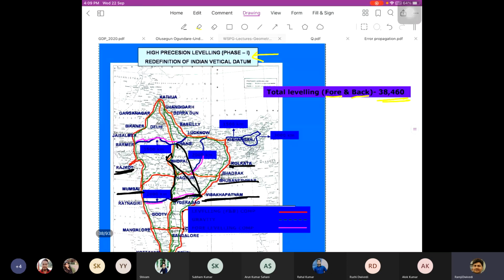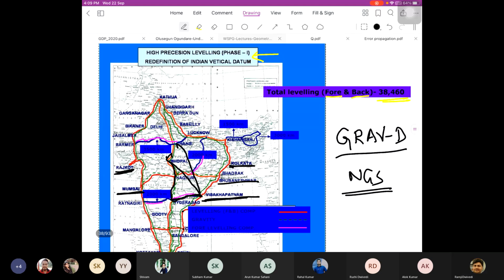What is more, as a technological advancement, there is now a project by the US NGS, where they are trying to establish the vertical datum through satellite missions. Satellite missions are providing gravity values or gravity data. They are trying to establish the datum with the help of gravity values. That's why the project name is GRAV-D. So they are using gravity values to establish a vertical datum.